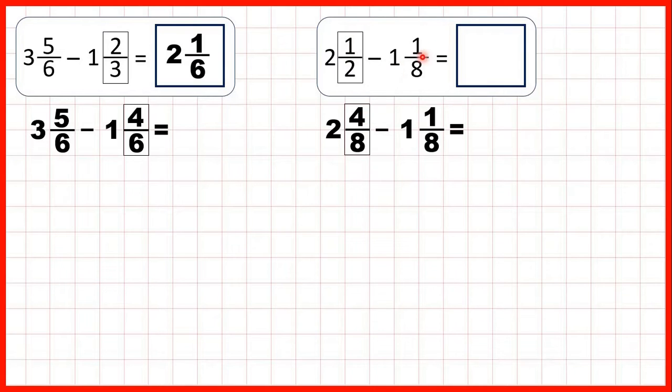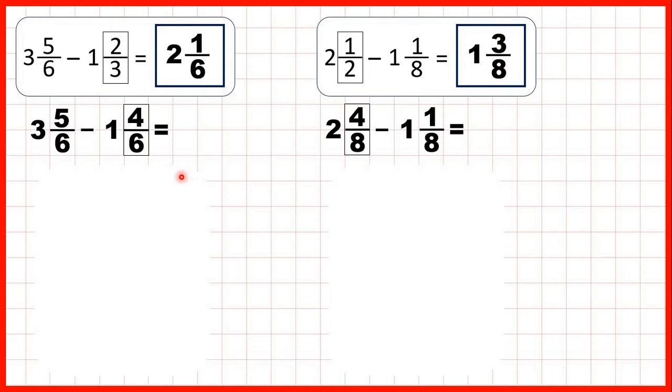Now we're subtracting 1 and 1/8. So first we see if we can subtract the fraction, and here we can do 4/8 minus 1/8 because the fraction we're subtracting is smaller. If it isn't, then we'll need to use a different method, but we'll come on to that on the next video. 4/8 minus 1/8 is 3/8, and 2 minus 1 is 1, so our answer is 1 and 3/8.